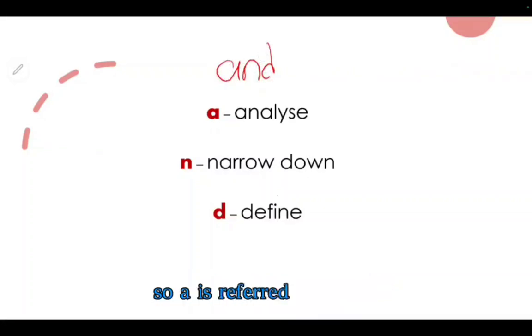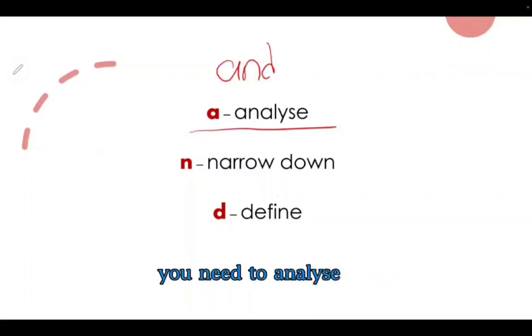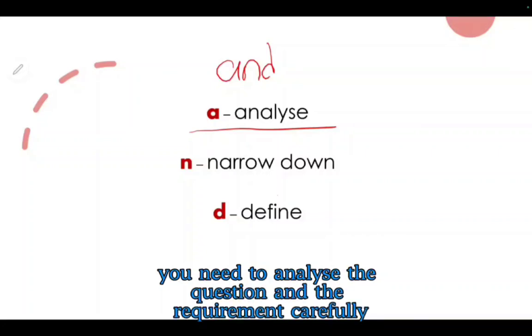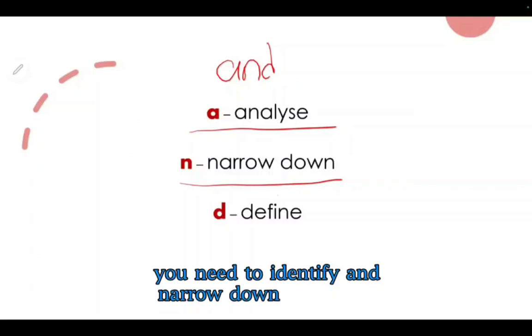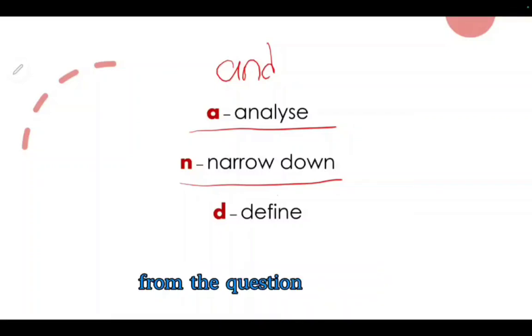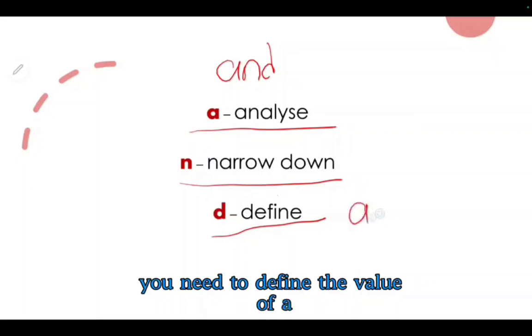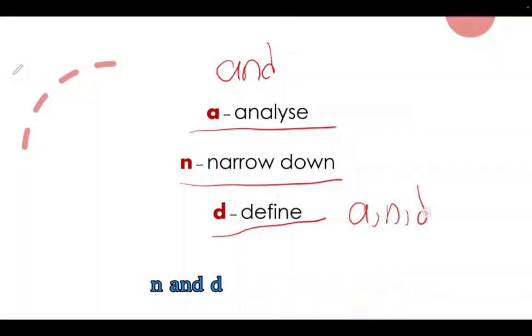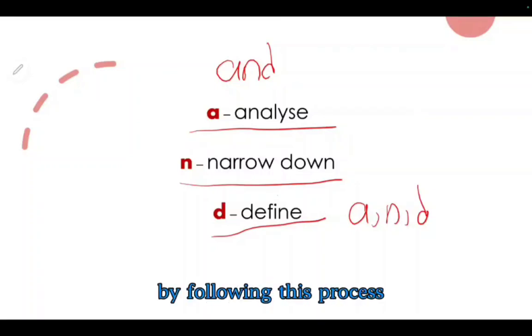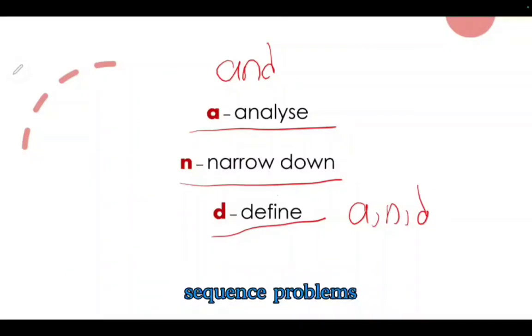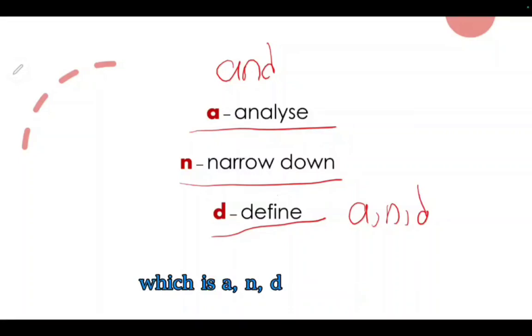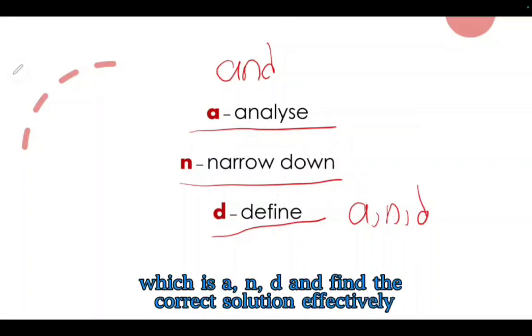So A stands for analyze. You need to analyze the question and the requirement carefully. N stands for narrow down. You need to identify and narrow down the useful information from the question. And D, you need to define. You need to define the value of a, n, and d and calculate the answer. By following this process, you will be able to determine all the key elements in the arithmetic sequence problems, which are a, n and d, and find the correct solution effectively.